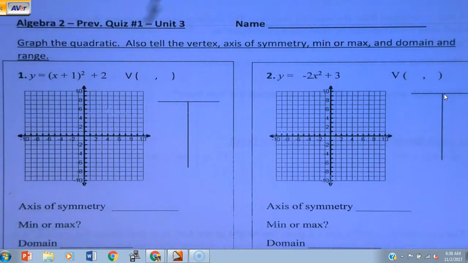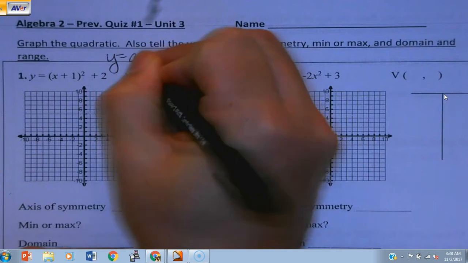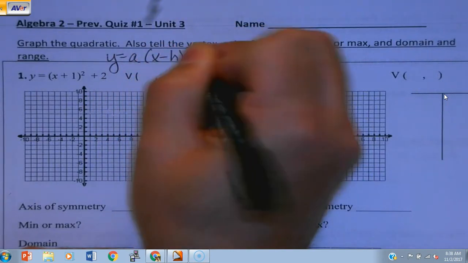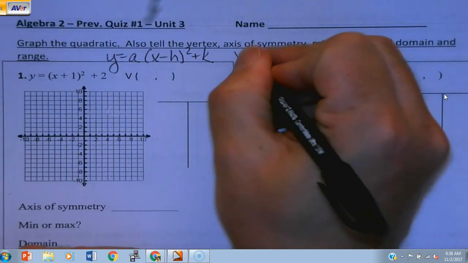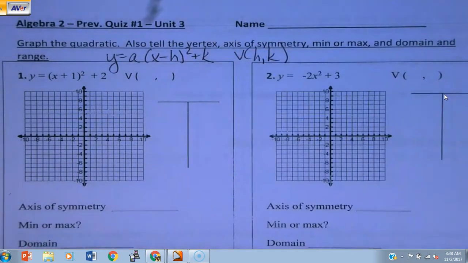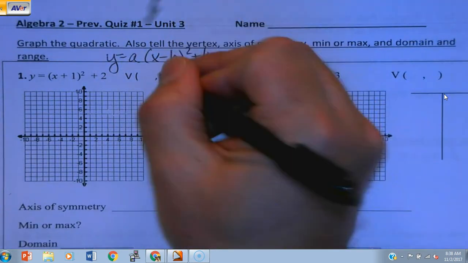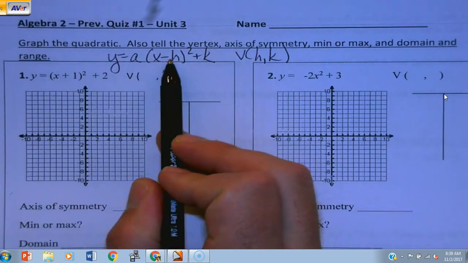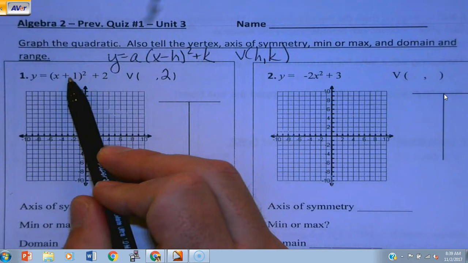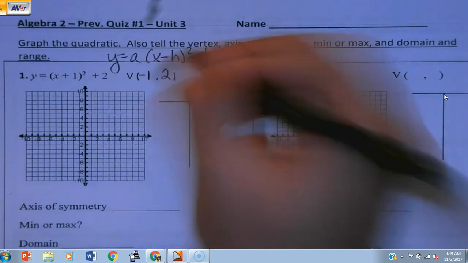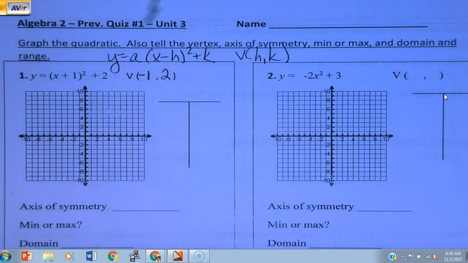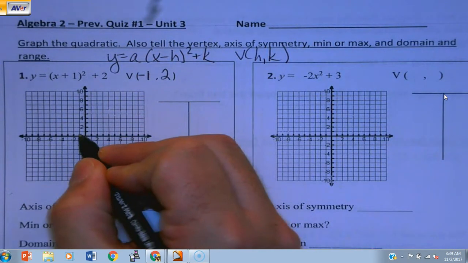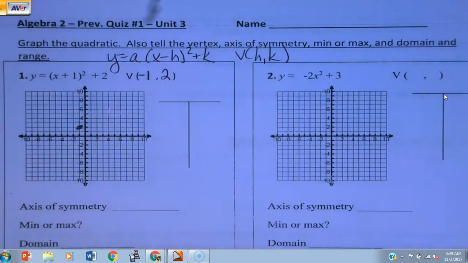Vertex form, remember, initially looks like this. And my vertex is going to be H and K. The only thing I seem to see people get messed up on with this number is usually okay, because I just copy that. Remember, this H value is the opposite of what you see here. So the opposite of 1 is -1. That's the only one that changes. So -1, 2. Okay, get my first point in there.